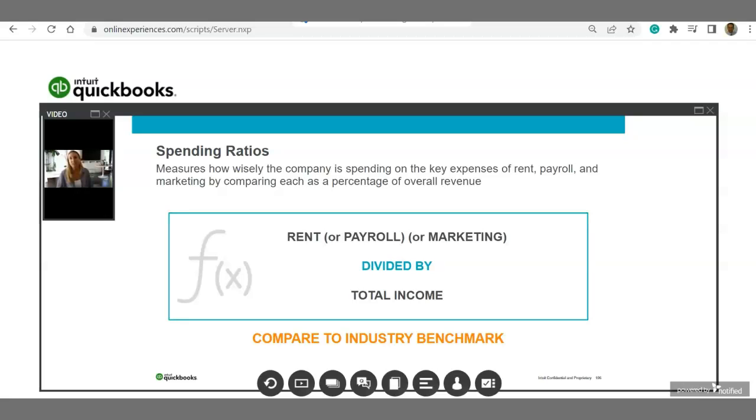So drill into the numbers that are components of the calculation that give you the KPI.